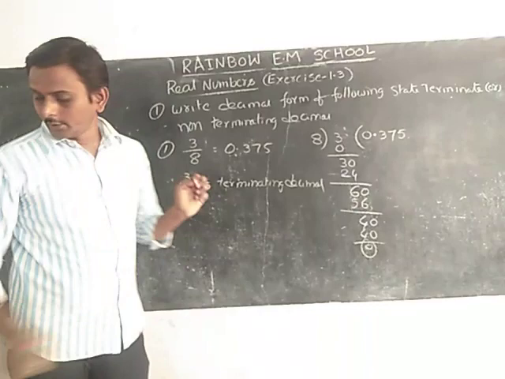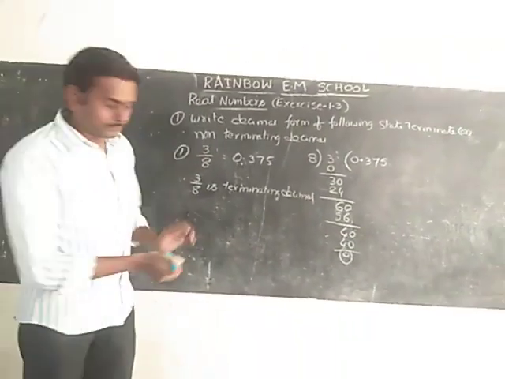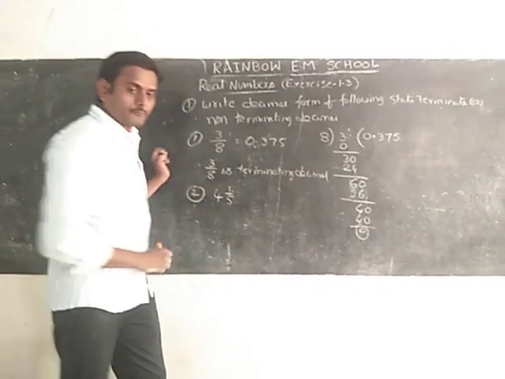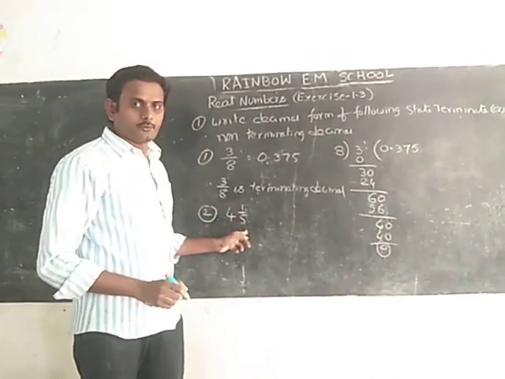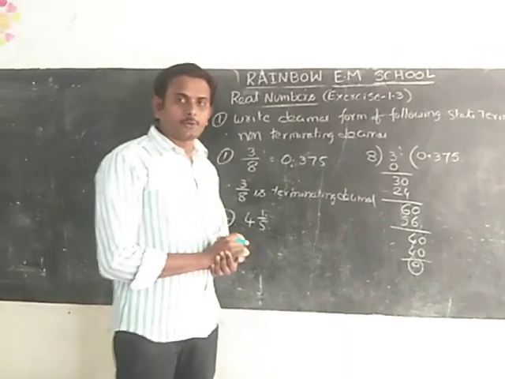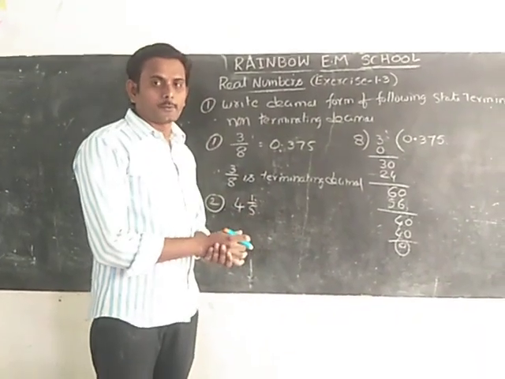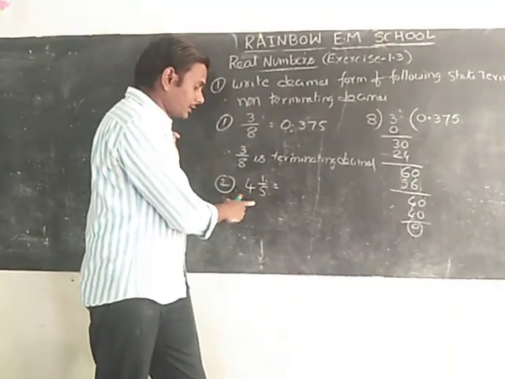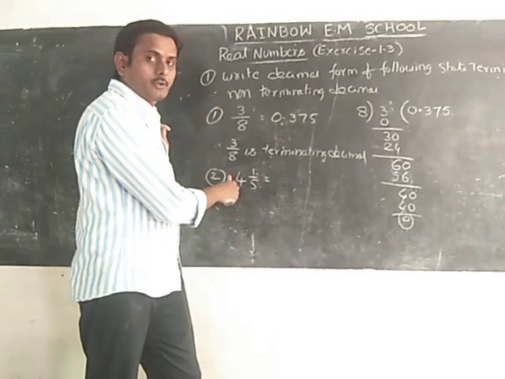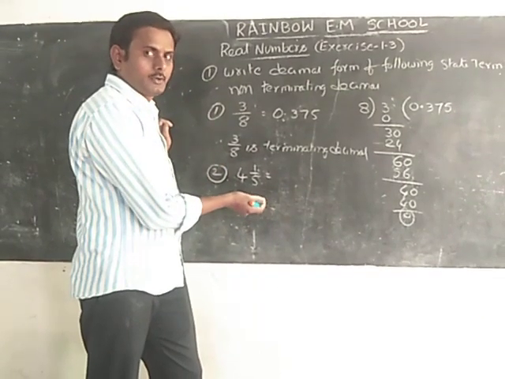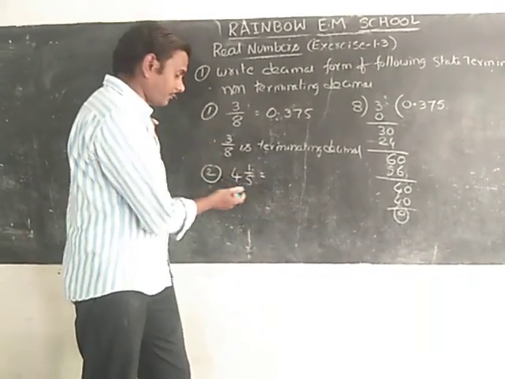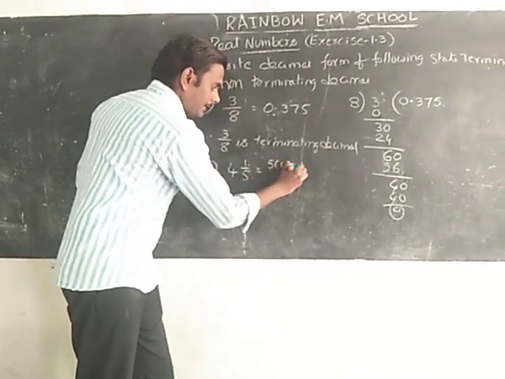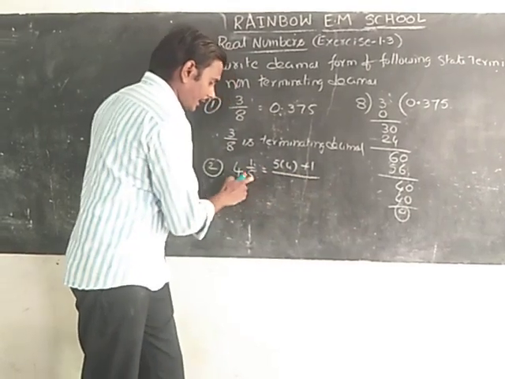Let's go for one more example. What is the one more example? 4 1 by 5. A mixed fraction is given to you. Whenever a mixed fraction is given, convert it into an improper fraction. We already know how to convert; we can also do this without the conversion, but the conversion is very easy. We want to follow that here: 5 multiply 4 plus 1 by 5.